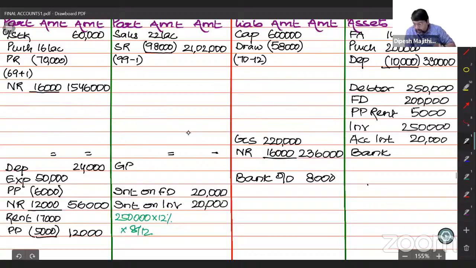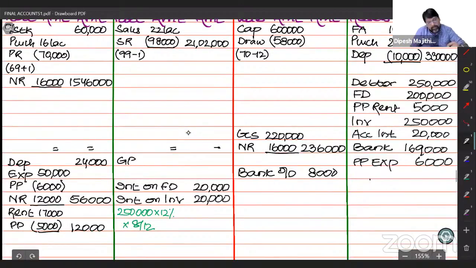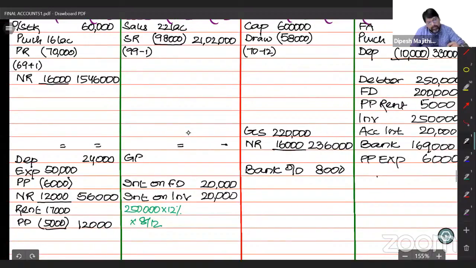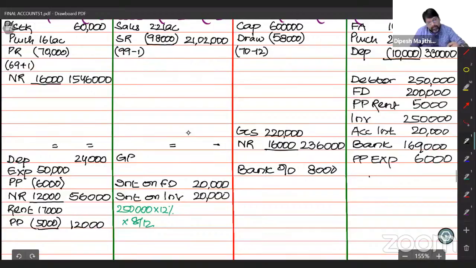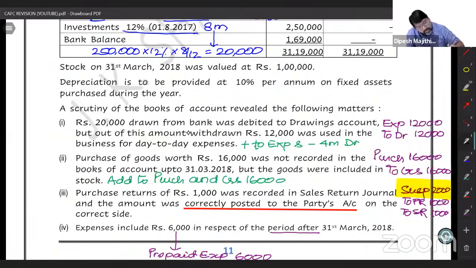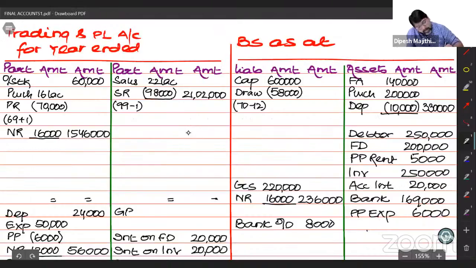Bank balance is 1,69,000. I forgot one, that is prepaid expense. I forgot that prepaid expense of 6,000. Now chart. So trial balance is over. Stock depreciation I have done. Expense to drawing this is done. Purchase creditors, suspense page is now. Prepaid expense done. Everything done. So only closing stock is of 1 lakh. Closing stock 1 lakh, that will come in balance sheet asset also.